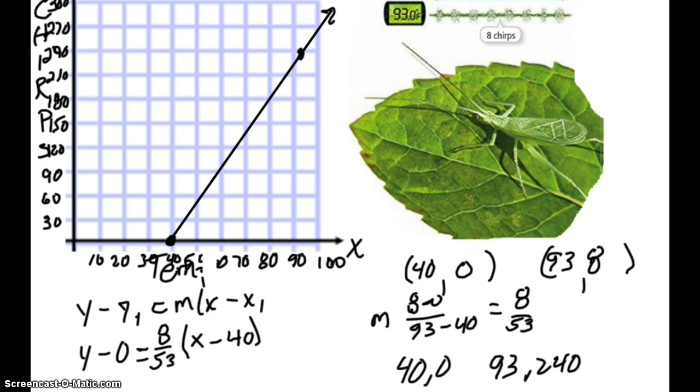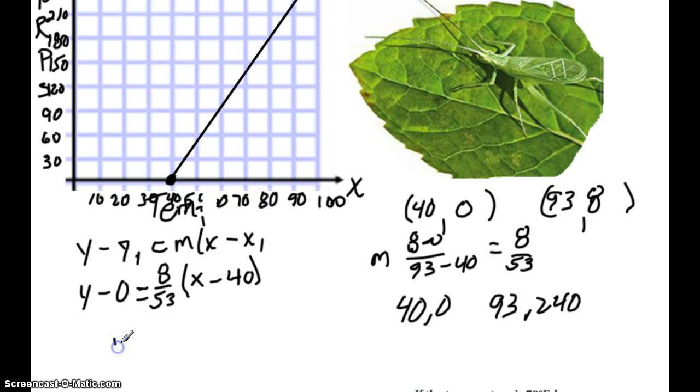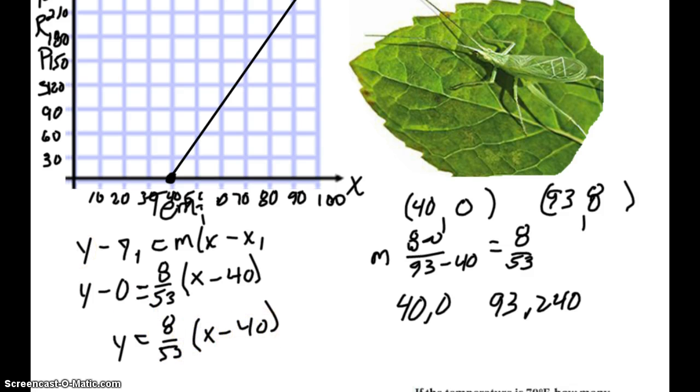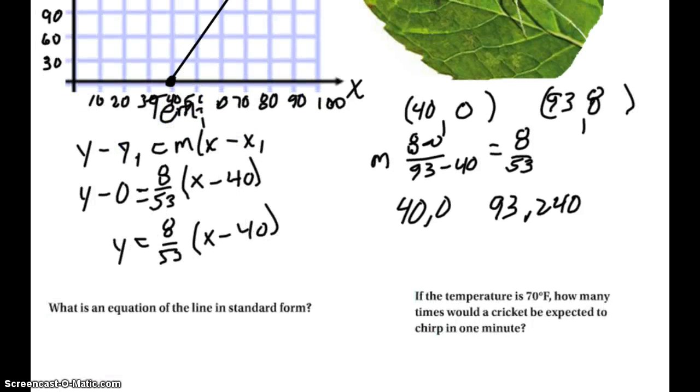That's one equation. Now, we could probably clean this up and have y equals, since that's 0, 8/53 times x minus 40. And if we wanted to put it into slope-intercept form, we could just multiply 8/53 all the way through. But they just need an equation of the line for this function, and also to do a little bit of changing around here.